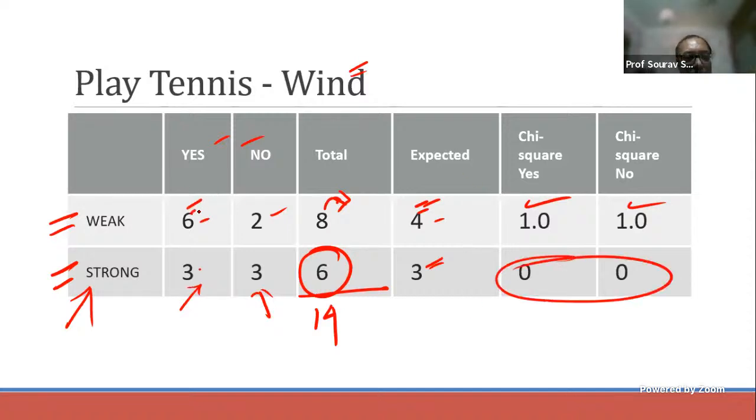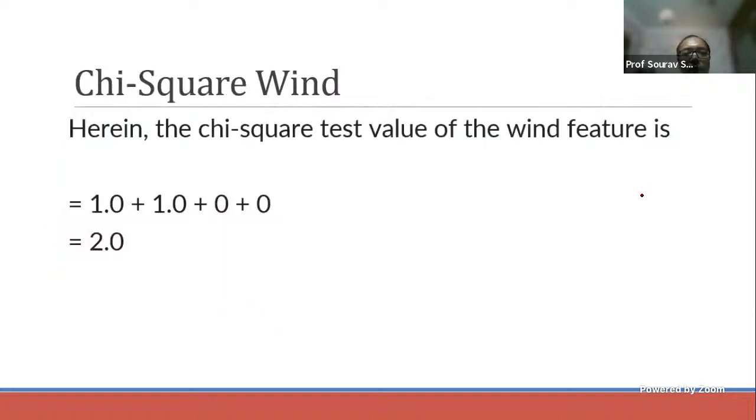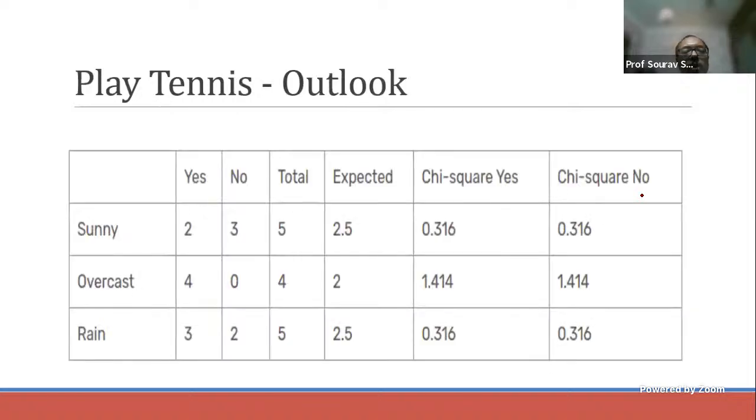Whereas here, 6 and 2, much tilted for this side, I get a positive chi-square value, a chi-square value of 1. So once again, when we add this up, this gives the value of 2, right? So like this, we are going to do for everyone. So this is for the case of this outlook, right? So outlook, sunny, overcast, rain. Once again, the same drill.